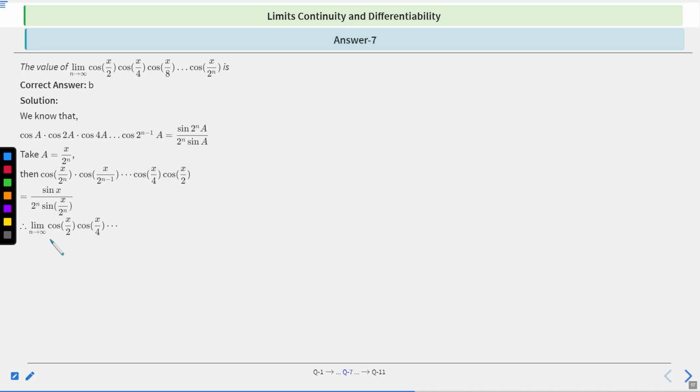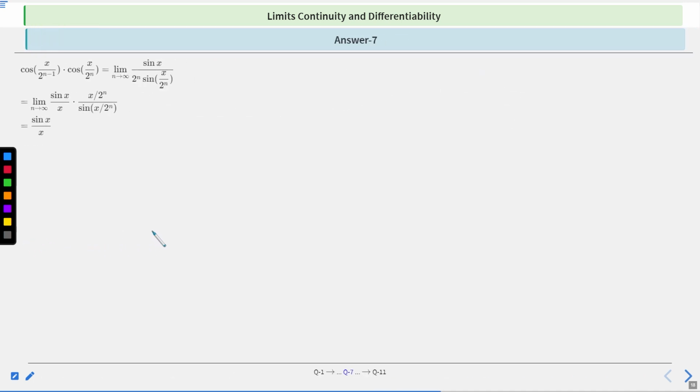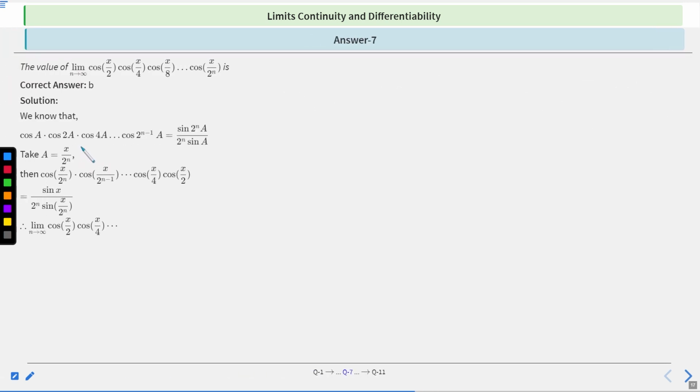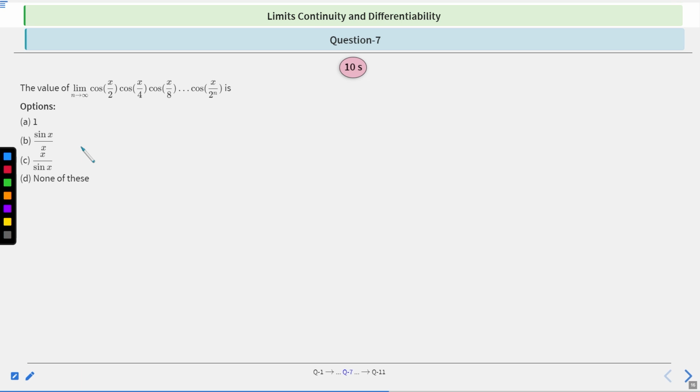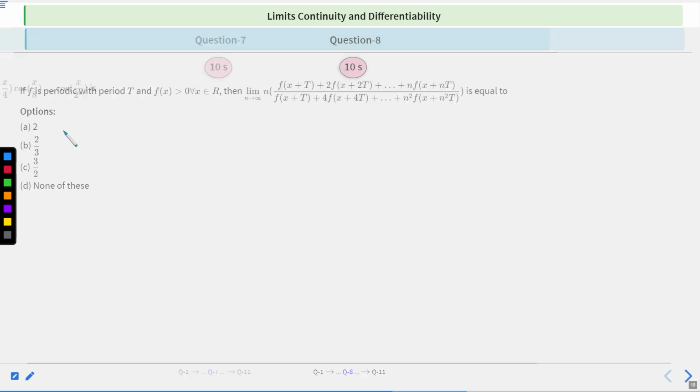Therefore, limit n tending to infinity cos x by 2 into cos x by 4 till cos x by 2 to the power n minus 1 into cos x by 2 to the power n is equal to limit n tending to infinity sin x upon 2 to the power n sin (x by 2 to the power n), which is equal to limit sin x upon x into (x upon 2 to the power n) upon sin (x upon 2 to the power n), which is equal to sin x upon x. Clear? So the answer is sin x upon x. Option B is the right choice. Okay. Let's move to the next question.